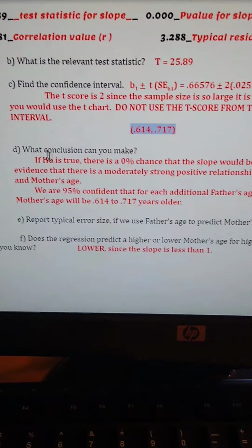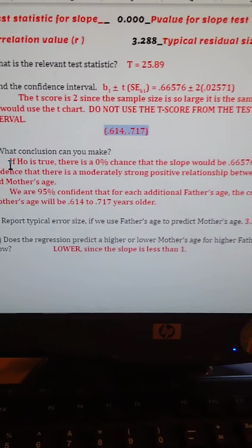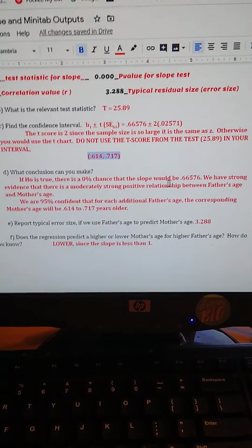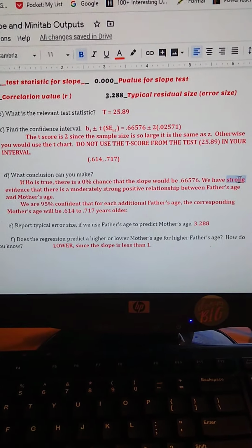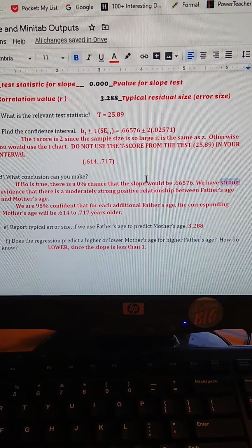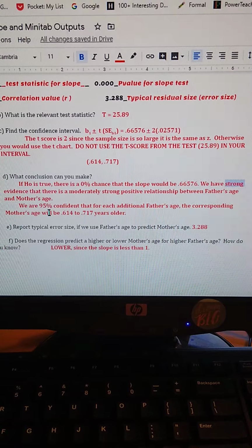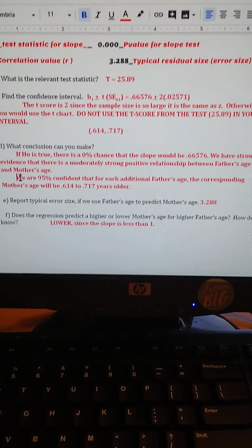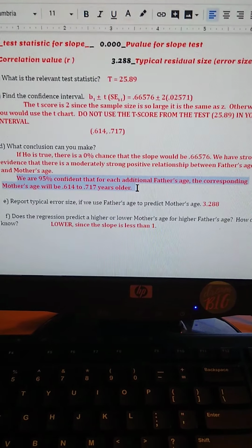What conclusion can you make? If H sub 0 is true, there is a 0% chance that the slope would be what it was. So we have strong evidence the slope is not 0, that there is a moderately strong positive relationship, which goes back to the r value between the two variables. What does the interval tell us, though? And here's the wording we want to use.